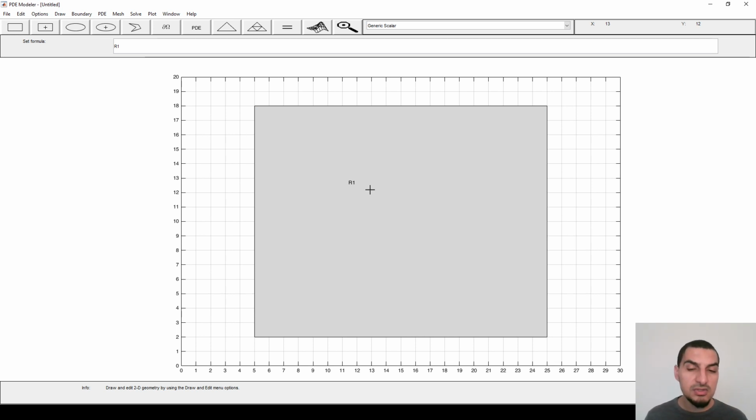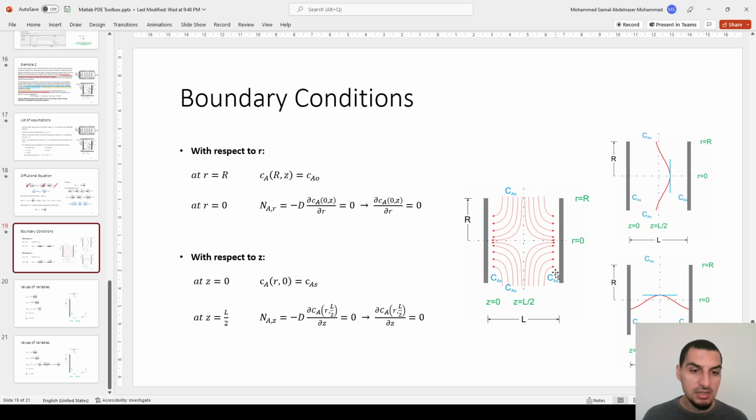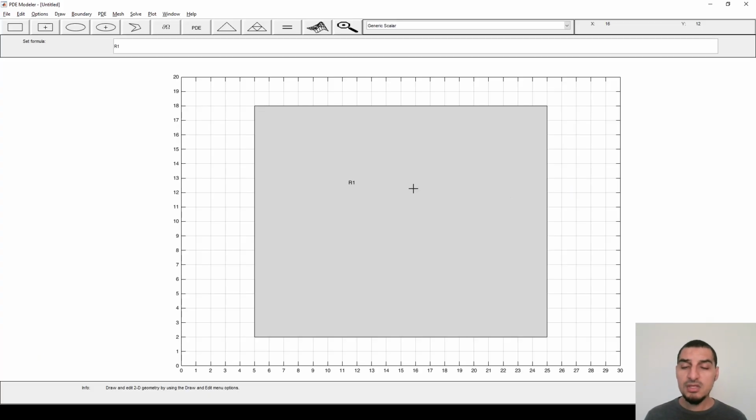I don't need to do anything else regarding the drawing, because I'm drawing only the area where mass transfer is taking place, the diffusion mass transfer is taking place, which is bounded by these four surfaces. So now let's take a look at the boundary conditions that we have. So we have to go to the boundary mode.